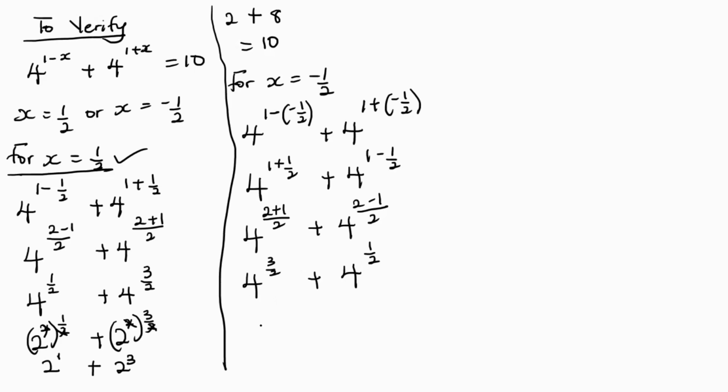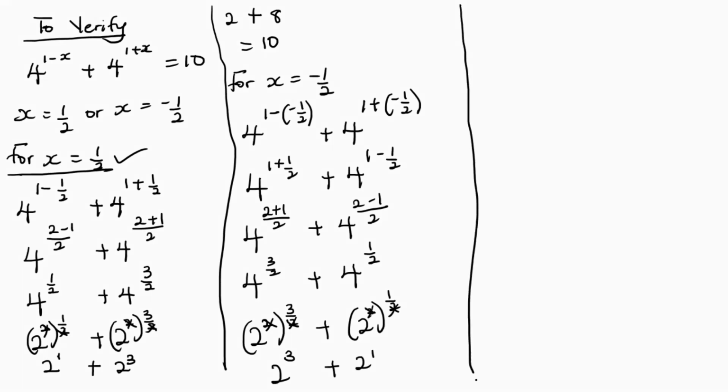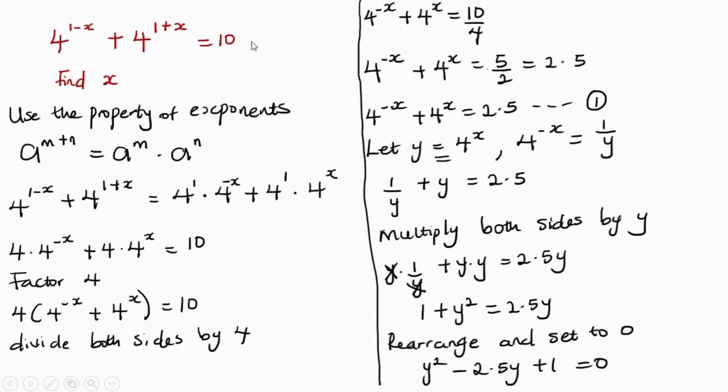But we can easily rewrite 4 as 2 squared, so we have 2 raised to the power of 2 times 3 over 2 plus 2 raised to the power of 2 times 1 over 2. So this cancels out this, and we have 2 raised to the power of 3, and this cancels out, giving 2 raised to the power of 1. So 2 raised to the power of 3 is going to give us 8, plus 2 raised to the power of 1, which gives us 2, and we have 10. This verifies that the value of x equal to 1 over 2 or minus 1 over 2 is the solution for this question.